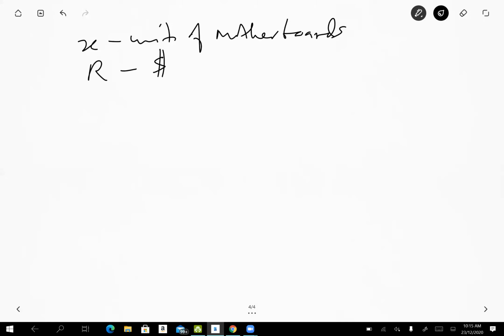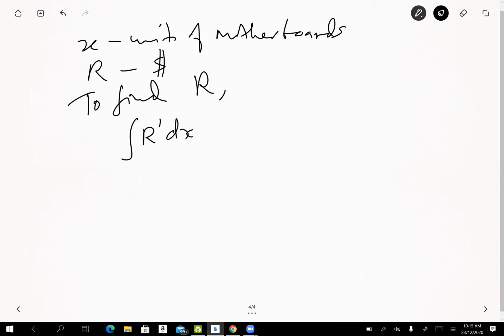How do you get the revenue? I integrate the marginal revenue. Because what you want to find is the total revenue function. So to find revenue, I integrate the marginal revenue, R prime dx, or we can use MR. Notation-wise, you can use R prime, you can use MR, it's the same thing. And that is the integral of the function, which is 300 minus 0.2x dx.